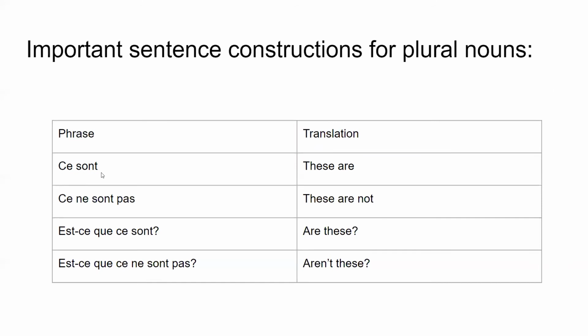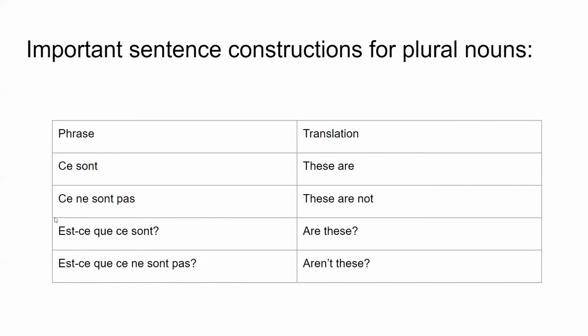We have ce sont, which is an affirmative sentence in plural, whose opposite will be negative, which means ce ne sont pas, which has ne before sont and pas after sont. Then we have est-ce que ce sont, which is an interrogative sentence where we have simply added est-ce que before ce sont to make it a question, that is, are these. And lastly, we have added est-ce que before ce ne sont pas for a negative interrogative, which is est-ce que ce ne sont pas, aren't these.